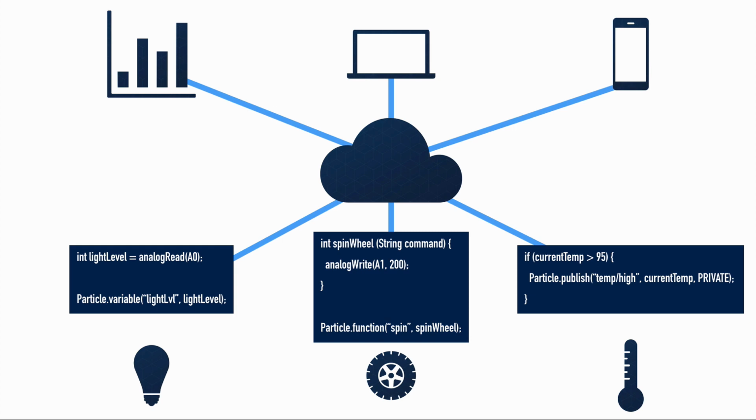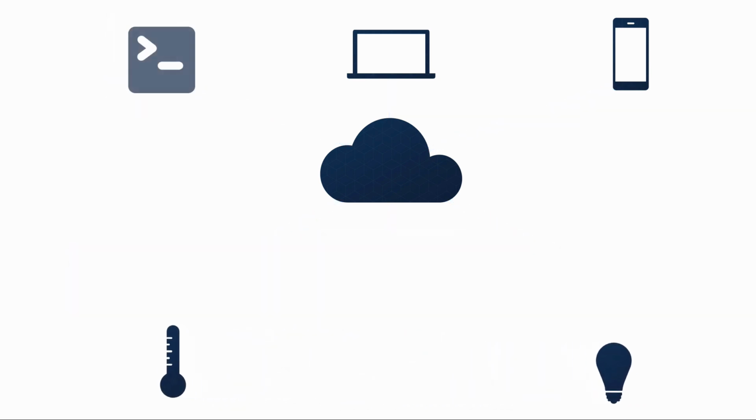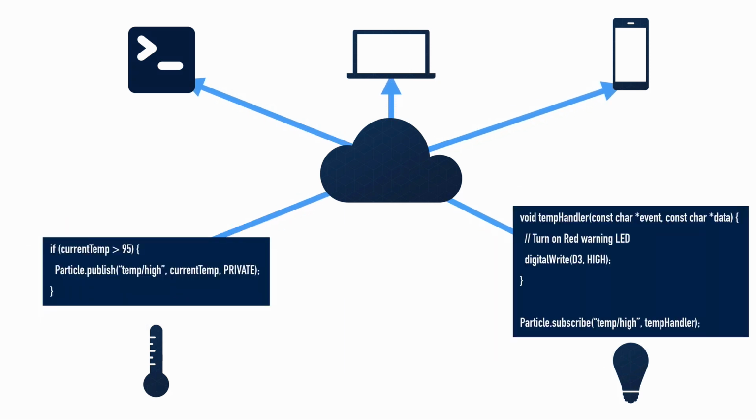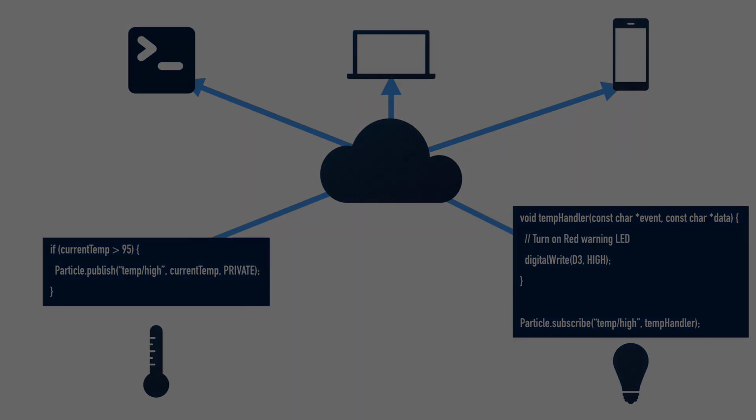With the PubSub primitives, developers can easily send messages to the Particle Device Cloud and receive those messages on other devices, in the console, or even in other applications. Messages can be public and available for any subscriber to see, or private and only subscribable from devices you own.